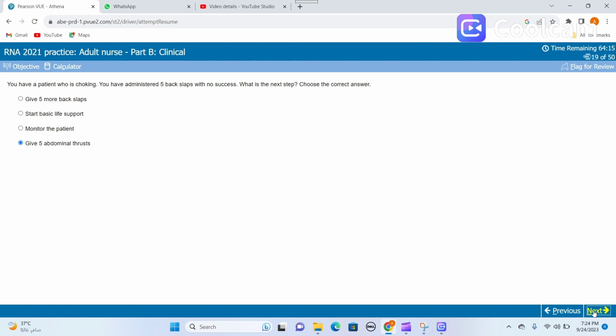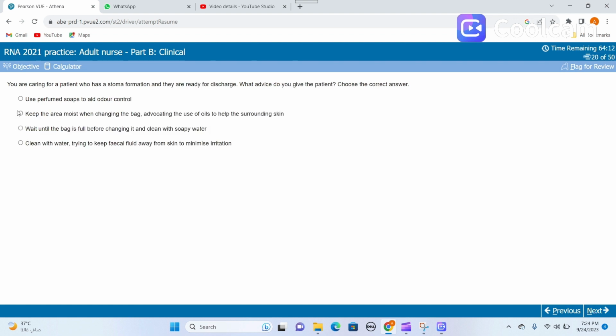Good. Then the 20th question: you are caring for a patient who has a stoma formation and is ready for discharge. What advice will you give the patient? Using perfumes or air deodorants, this is secondary. Keep the stoma moist, no. If it is moist, then it cannot stick to the adhesive of the stoma bag, right? Wait until the bag is full, no. Once the bag is three-quarters full, we will change it. Clean with water, trying to keep fecal fluid away from the skin to minimize irritation. Yes, this might be the correct answer.